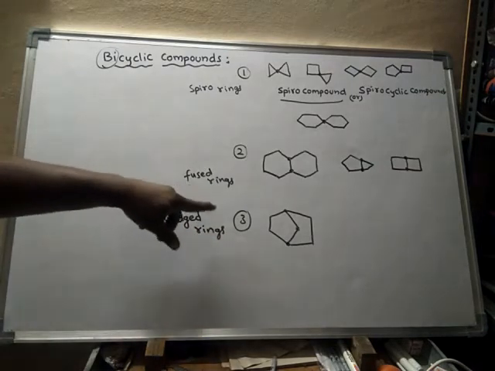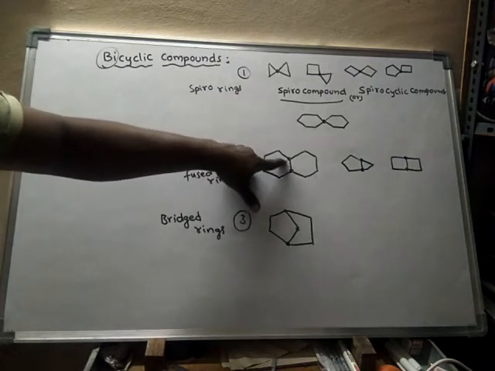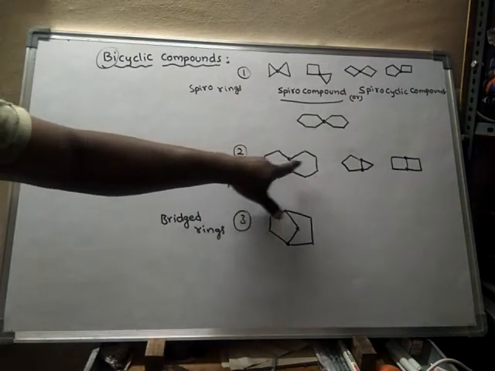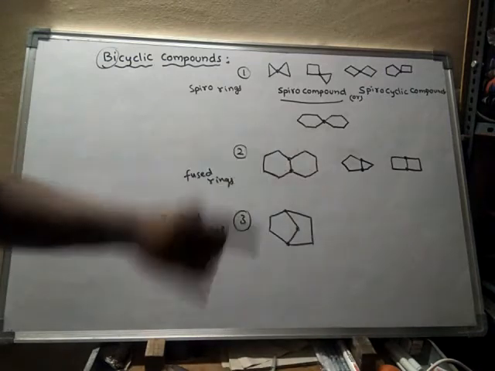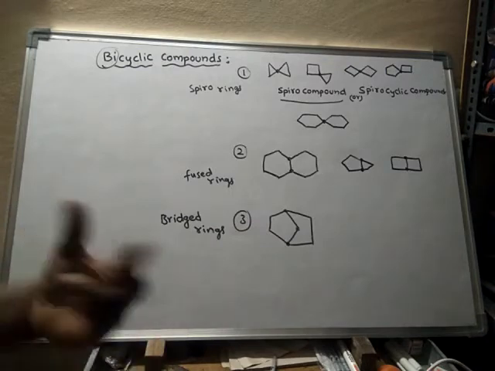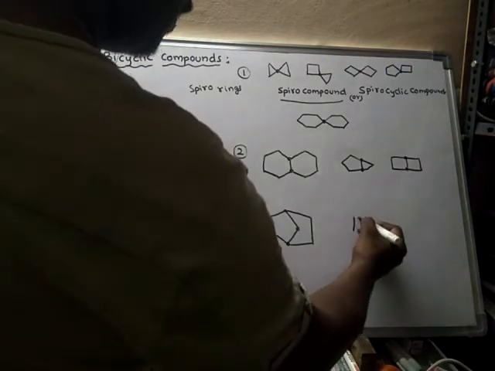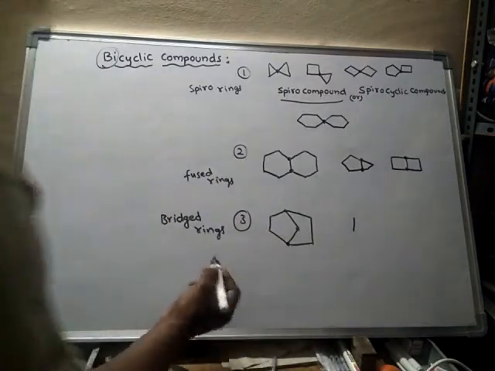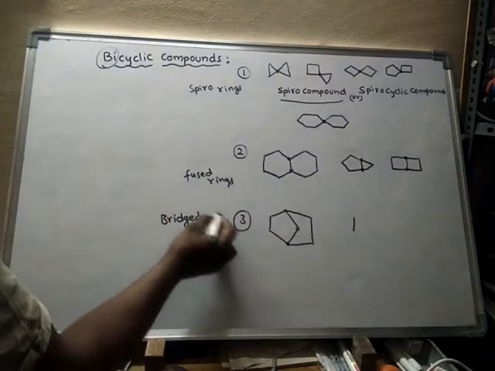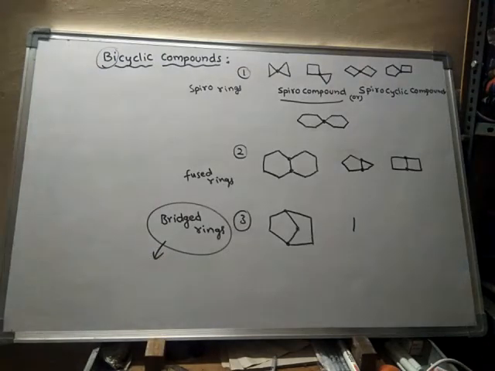What is the difference between fused rings and bridged rings? In fused rings, two rings share only two carbons. But here, these two rings share three carbons. They may share four carbons also. That means more than two carbons. In bridged rings, the two rings share more than two carbons.